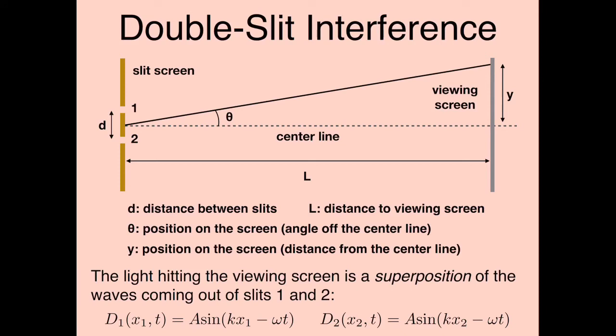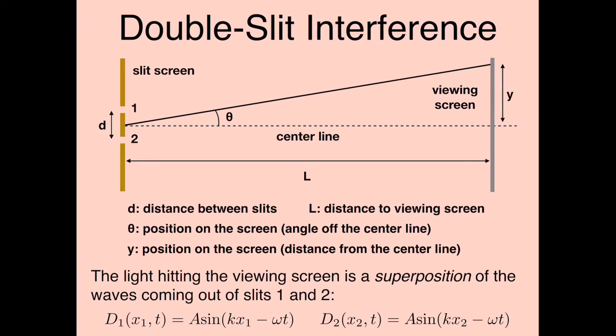So next, we want to get a more mathematical, quantitative description of that interference pattern. In particular, we want to be able to calculate where we are going to see a bright line and where we are going to see a dark line. We want to answer questions like that.